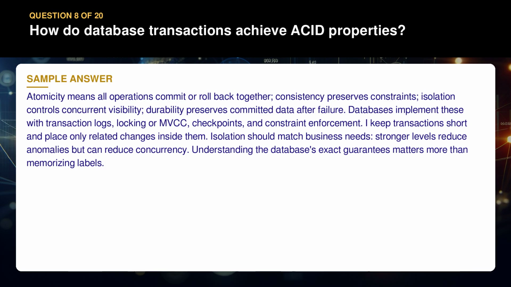I keep transactions short and place only related changes inside them. Isolation should match business needs. Stronger levels reduce anomalies but can reduce concurrency. Understanding the database's exact guarantees matters more than memorizing labels.